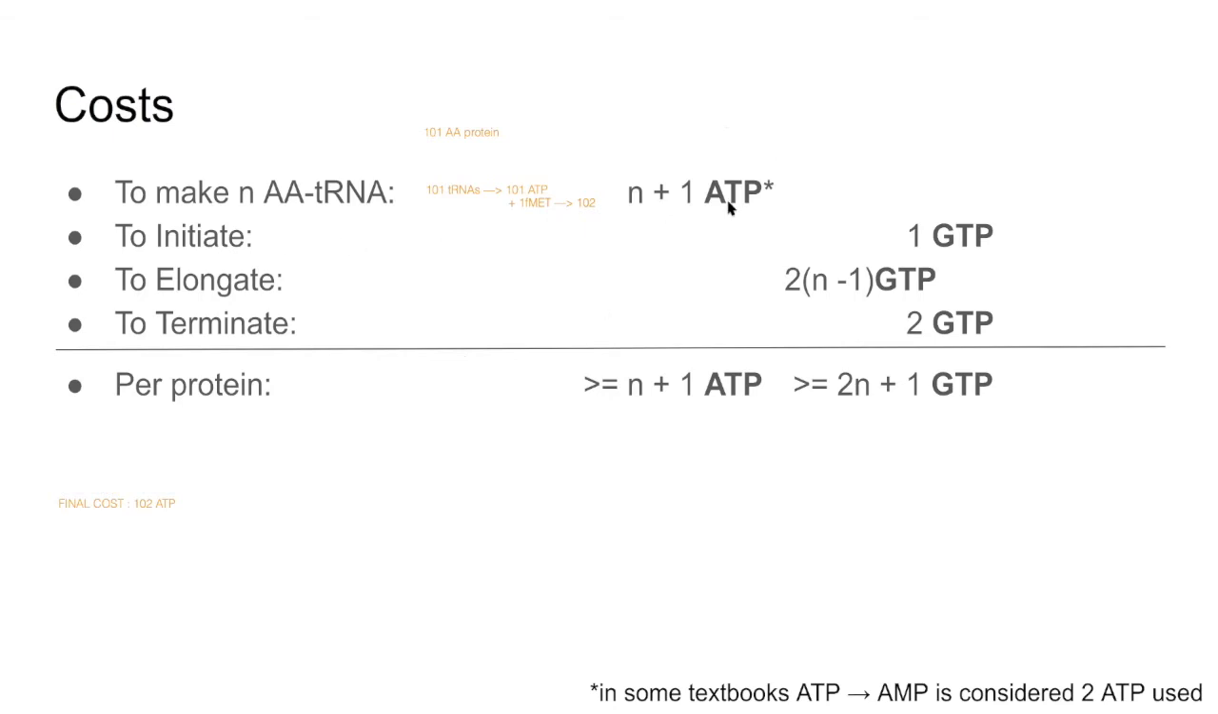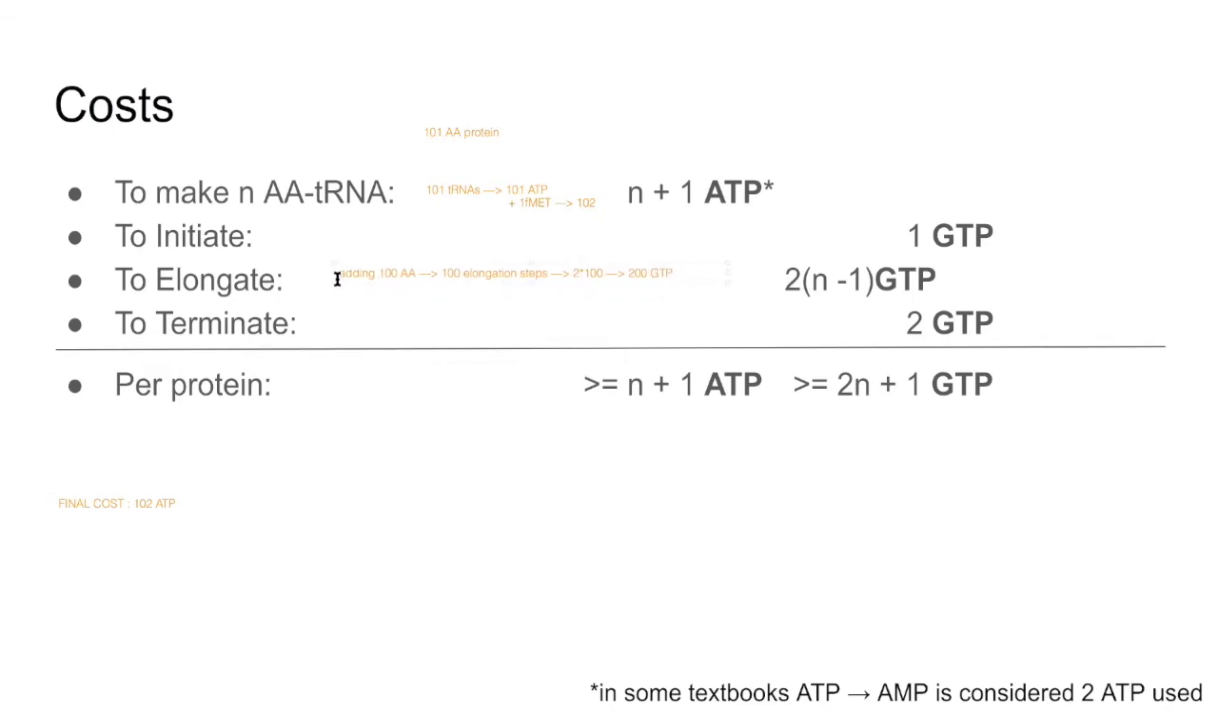Initiate. To initiate, IF2 needs to be GTP bound. So that's the one. To elongate, if we have 101 amino acids, that tells you that you're adding 100 amino acids to the first amino acid. So that tells you there are 100 elongation steps, and each step requires 2 GTP. Then that tells you 2 times 100, which leaves you with 200 GTP.